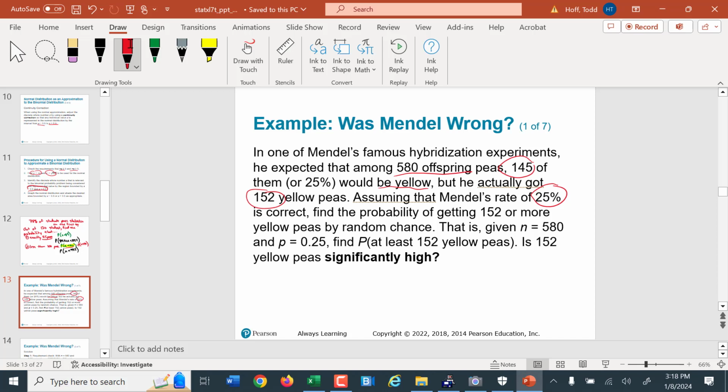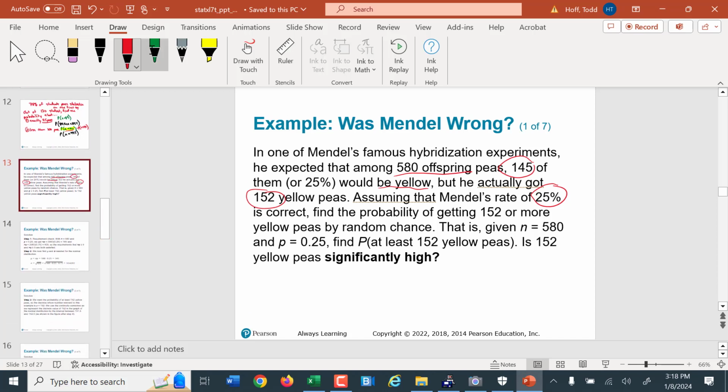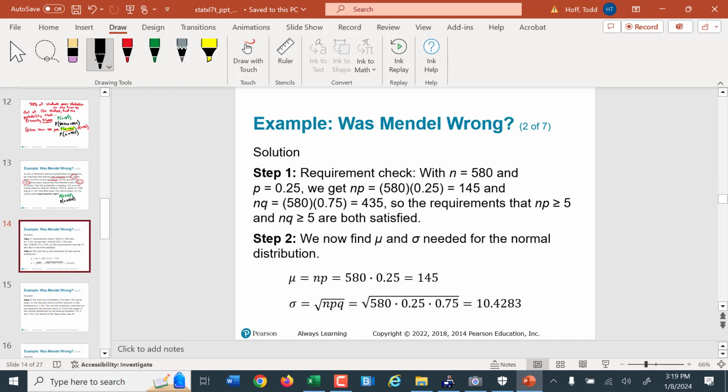So if we take a look at this, if we're looking binomial, this is what's the probability of x being greater than or equal to 152. By normal approximation, it would be the probability that x is greater than 151.5, because we are including the 152 in here. We have a mean. If we use our binomial formulas here to get a mean of 145 and a standard deviation of 10.4283, let's find those probabilities.